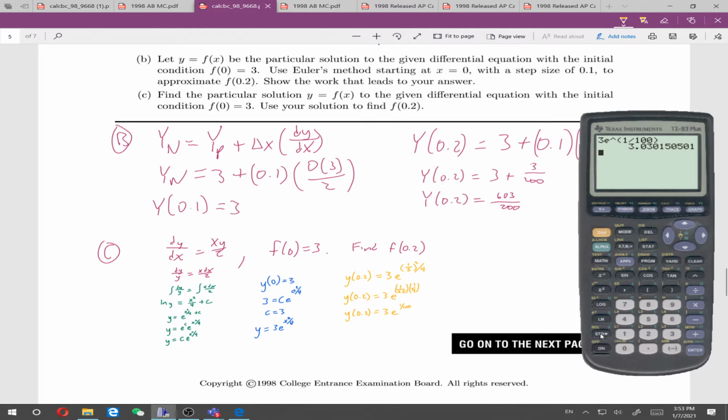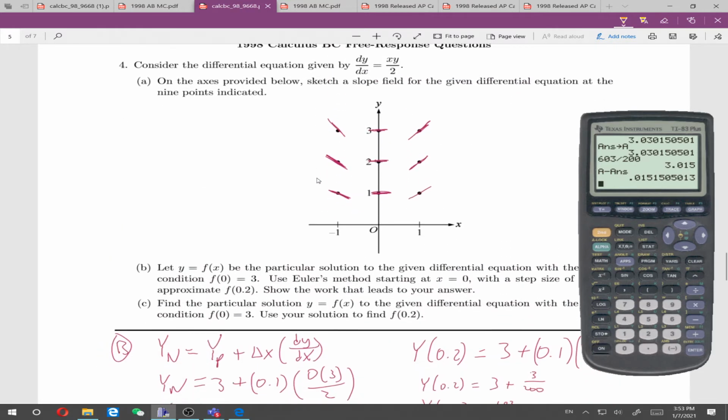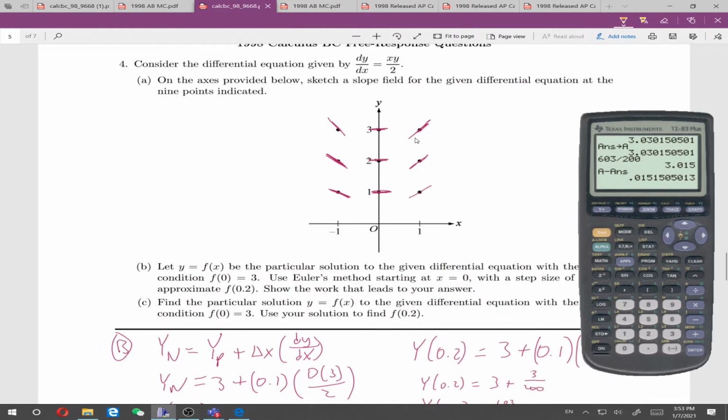Save this as a value first. So our actual answer is A. Our estimate was 603 over 200. So if I do our actual answer minus our estimated value, we have an error of about 0.015. Okay, the question didn't actually ask for that, but because this is a little bit old, if I was writing this as a modern problem, I think I would add a question on error.